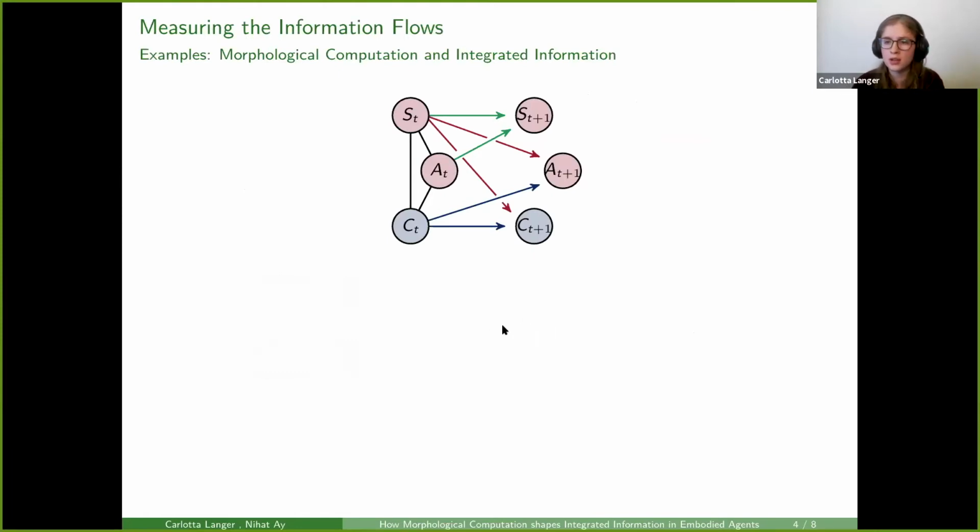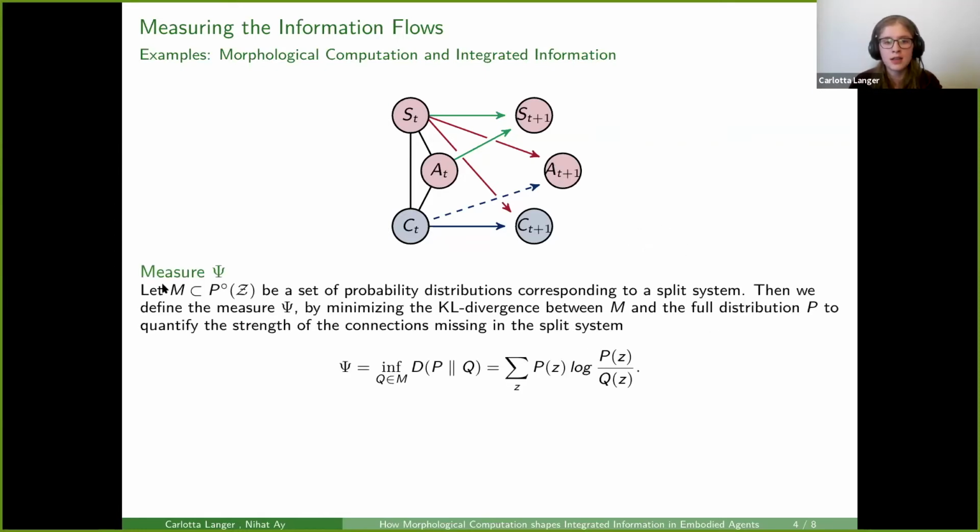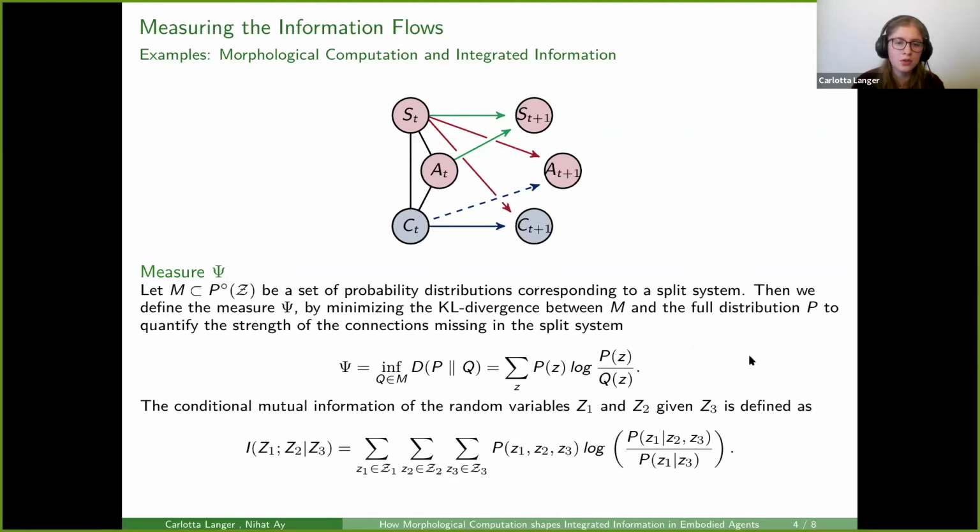And I'm going to describe that in general, but we can especially define morphological computation and integrated information measures in this way. So if we want, for example, to measure this connection between the controller here and the actuator, then we first define a set M of probability distributions corresponding to a split system. By that, I mean probability distributions factoring according to this graph without this connection, so in which the next actuator state is independent of the last controller state given the last sensory state. Then we define the measure by minimizing the KL divergence between M and the full distribution to quantify the strength of this connection. In all of the measures that I'm going to present, this minimization leads to a closed form solution of the sum of conditional mutual information terms.